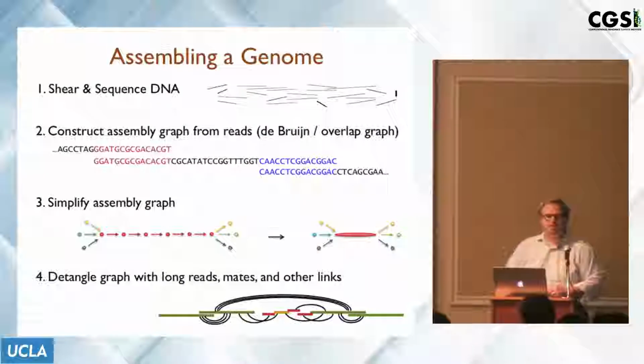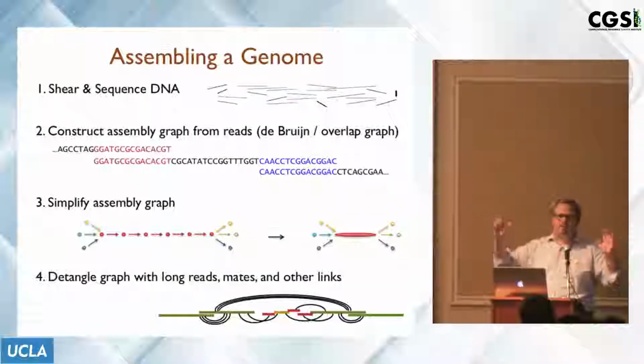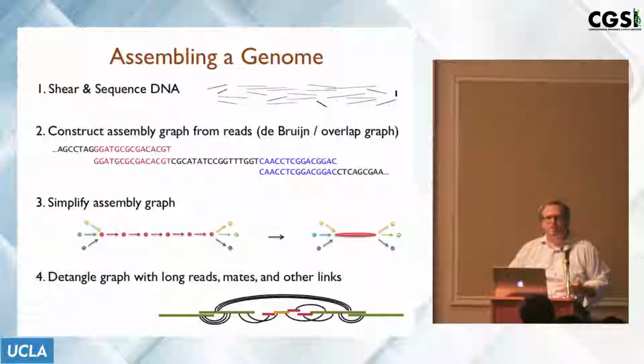The process for all of this is just like we saw with Dickens, right? We're going to take our sample. We're going to shear the DNA, sequence it, and then from those relatively short sequences relative to the chromosome length, we're going to build up some sort of graph from that data. This could be the de Bruijn graph that I just showed you.